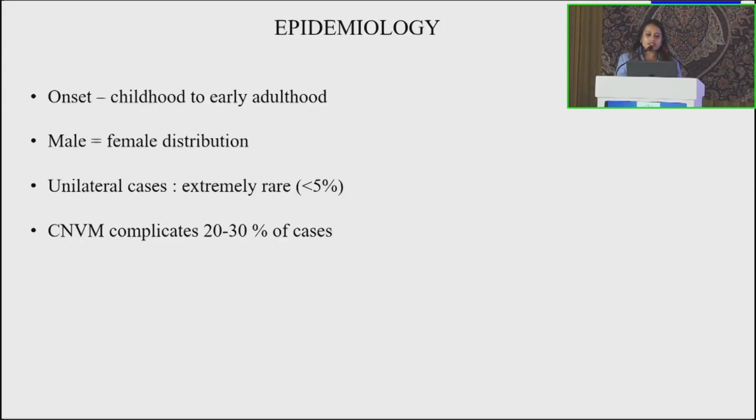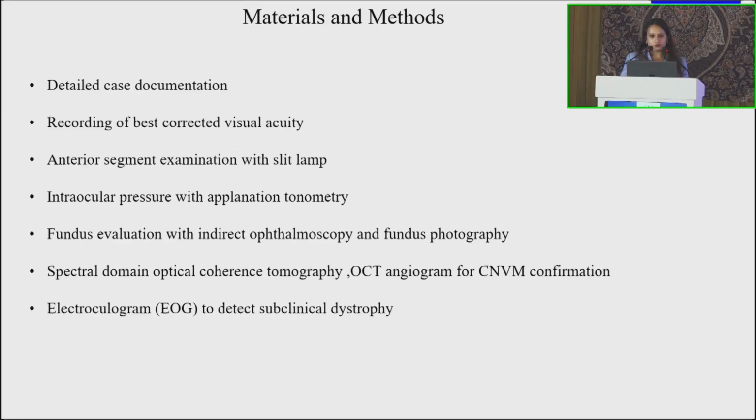Epidemiology. Onset is generally seen in childhood to early adulthood. There is an equal distribution among male and female. Unilateral cases are extremely rare, and CNVM complicates around 20 to 30% of cases.